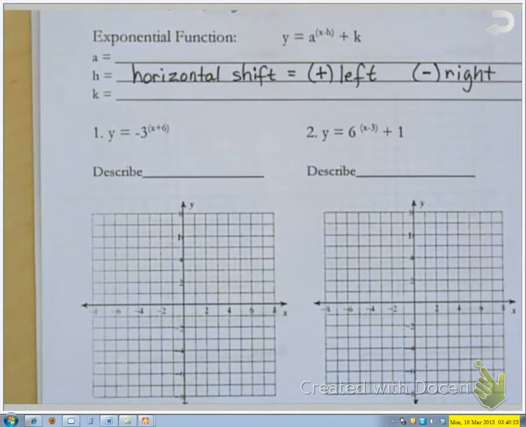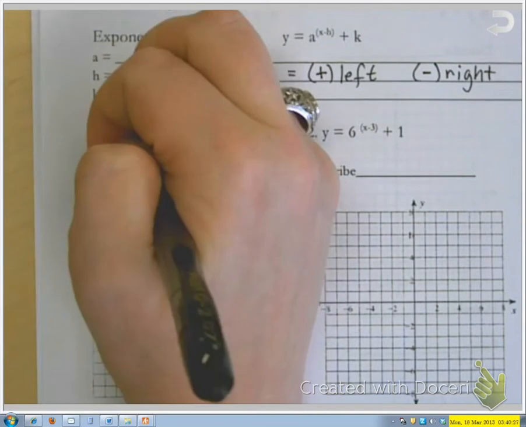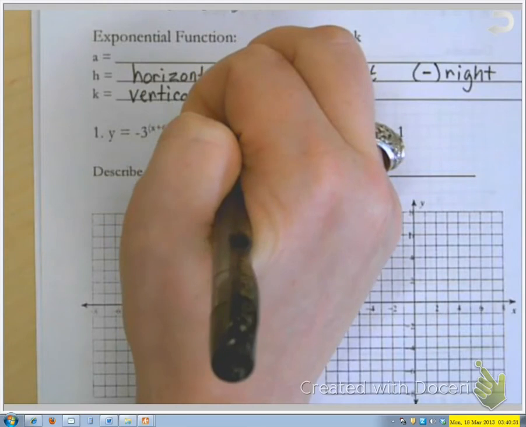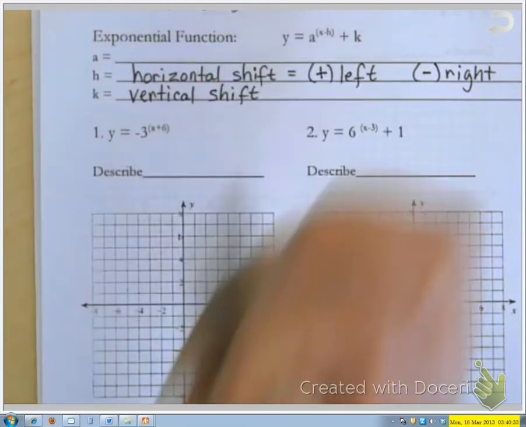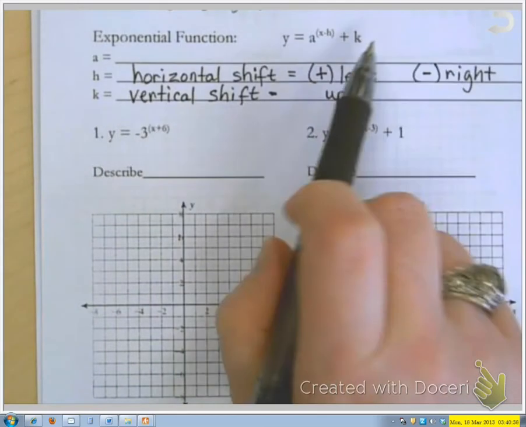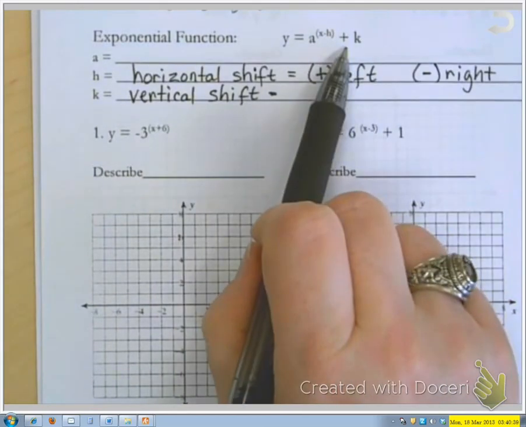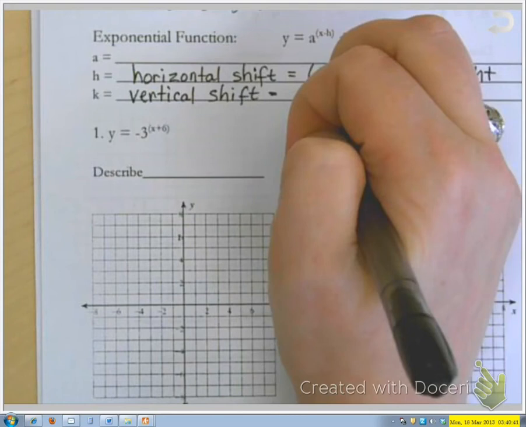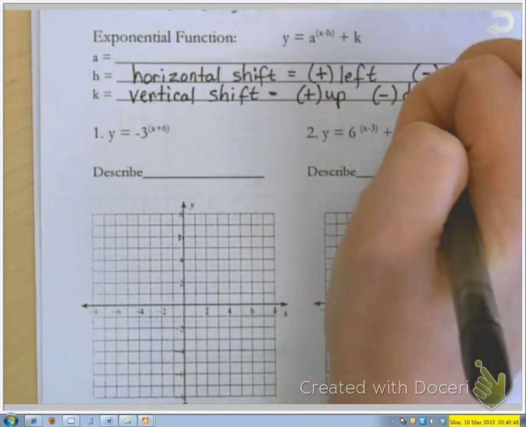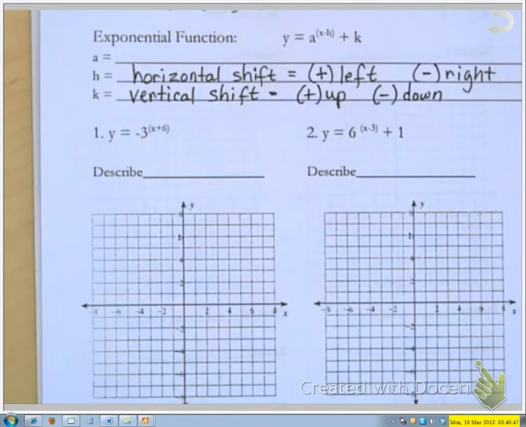Okay, so now let's look at K, because K is another easy one. If H is the horizontal shift, that would make K the vertical shift. Okay, good job. So that's a vertical shift. Vertical is up and down. Now notice the K has a plus sign, so it's intact. We don't have to flip it. So plus is up, negative is down. It makes perfect sense.